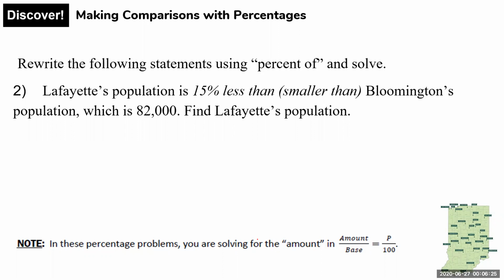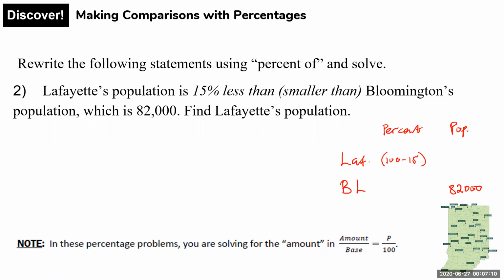Lafayette's population is 15% less than, so we're talking about Lafayette. Let me use LAF for Lafayette, and we're talking about Bloomington, and we are talking about percents and population. Lafayette's population is 15 less. So under the percent, we do 15 less, so we have to take that from 100. Bloomington's population is 82,000, so we have the value for Bloomington's population.